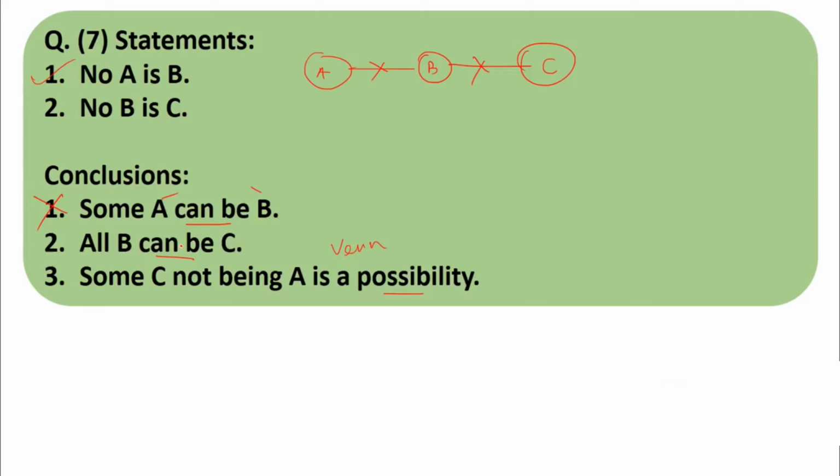Next, second conclusion, all B can be C. Relation between B, C is asked. It is given in statement number 2. No B is C. That means B and C are not at all connected to each other. They are away from each other. Then how can we say all B can be C? Again, wrong conclusion. Third one, some C not being A is a possibility.